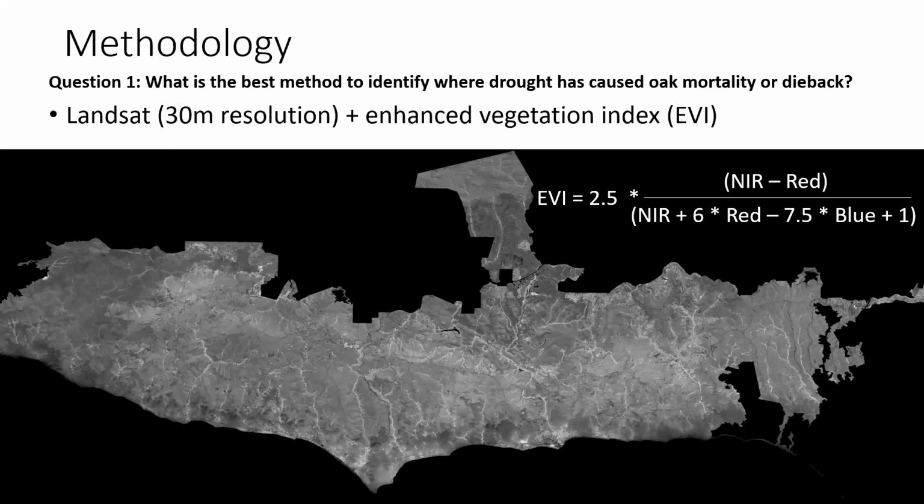I determined that using the Enhanced Vegetation Index with 30-meter Landsat imagery was the best method to monitor drought dieback. Landsat was the highest resolution imagery that was free and available both before and throughout the drought. EVI is a vegetation index that essentially quantifies vegetation greenness. EVI is easy to calculate and robust compared to similar indices.